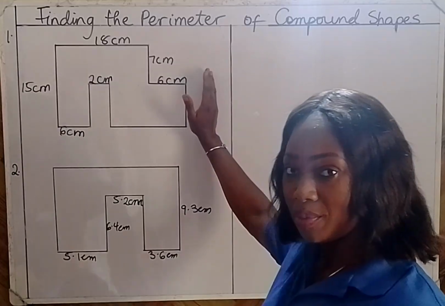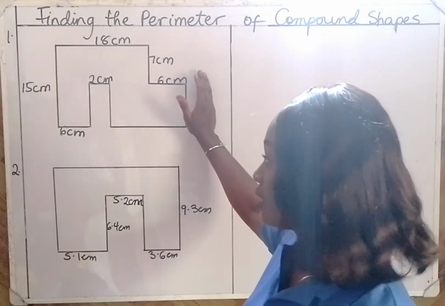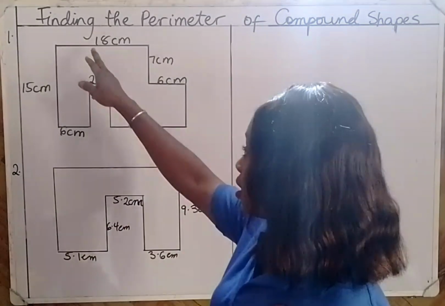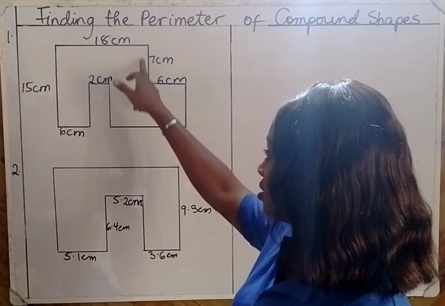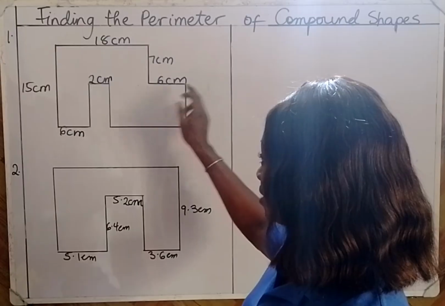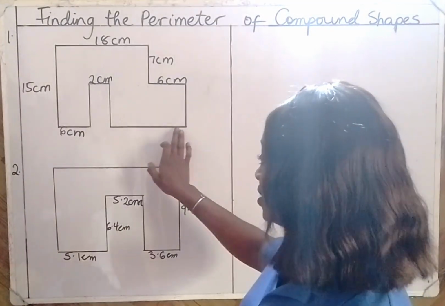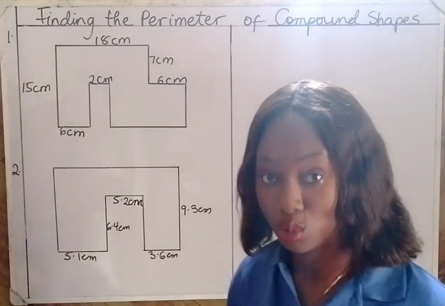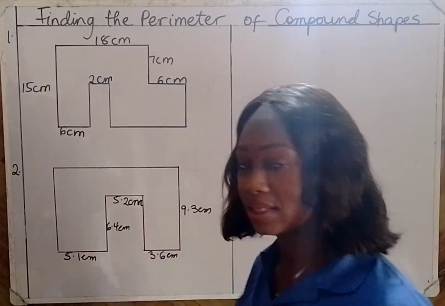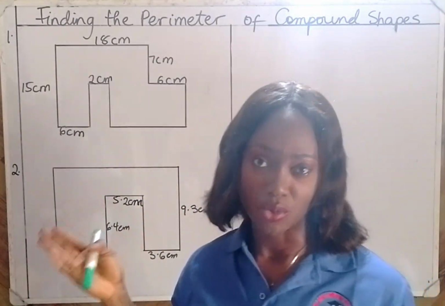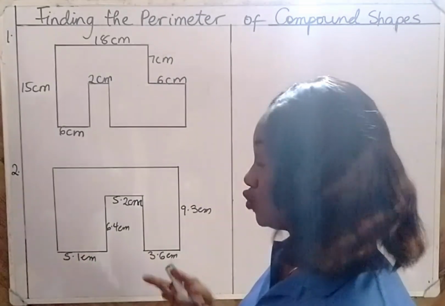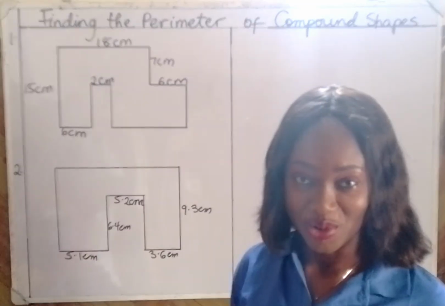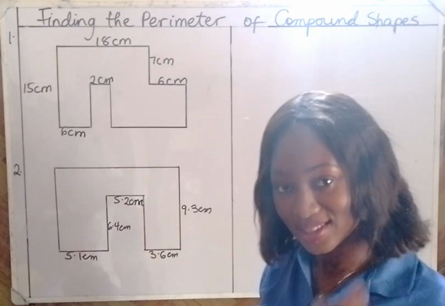Now looking at this shape, it looks complex, right? Very complex. We are given a length here of 15 centimeters, 18 centimeters, 7 centimeters, 6 centimeters. This length is unknown to us. This length is also unknown to us, as well as this length and this length. And we have here 6 centimeters. What do we do when we have questions like this? First of all, you look confused, right? But I'm going to break it down for you bit by bit, step by step.